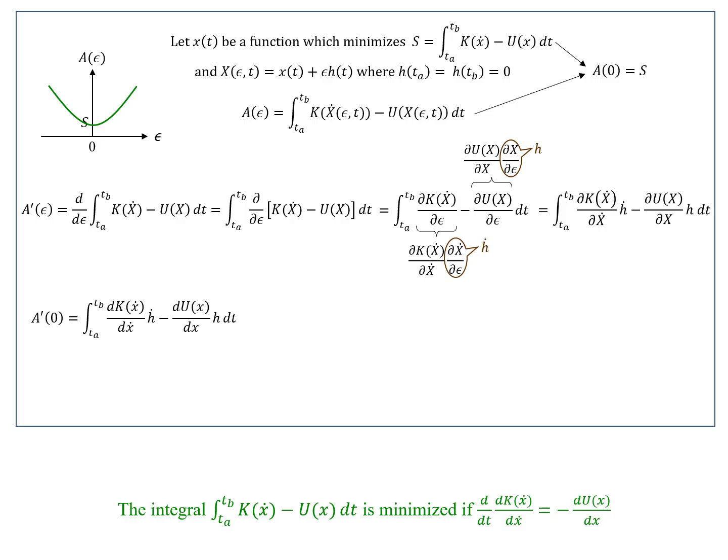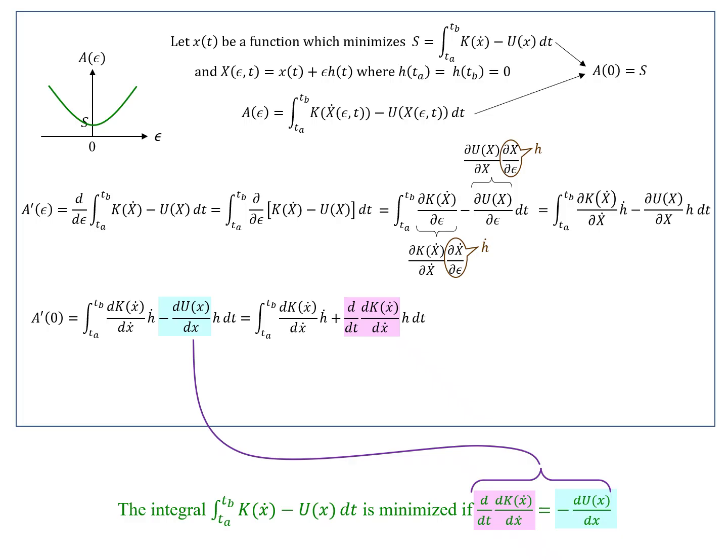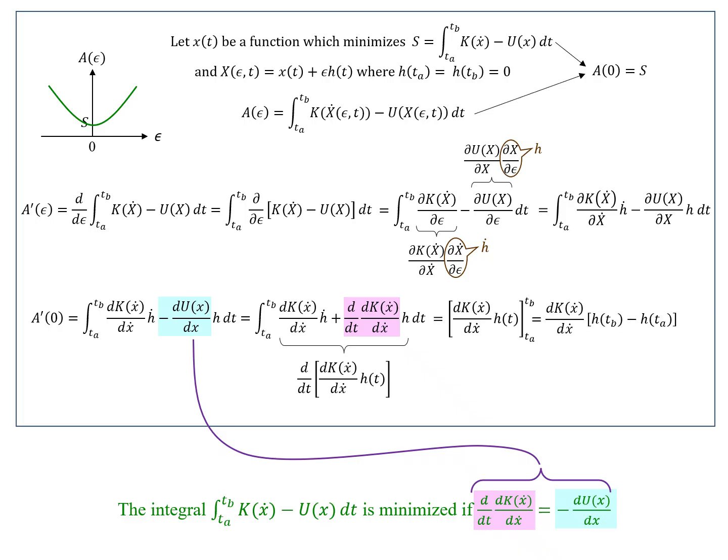Now we have A prime of 0 equals the definite integral of dK by dx dot times h dot minus dU by dx times h. By using the condition from the green statement, we can replace minus dU by dx with d by dt of dK by dx dot. According to the product rule, we can see that the integrand can be expressed as d by dt of the product between dK by dx dot and the function h. Subsequently, it is direct to show that A prime 0 is 0, and that concludes our proof.